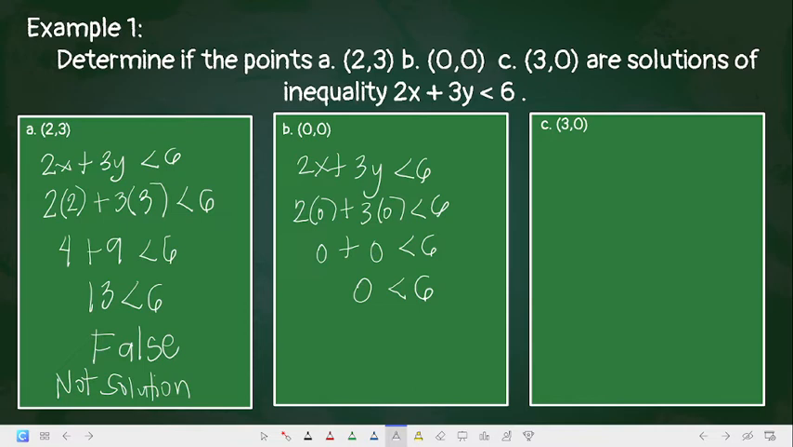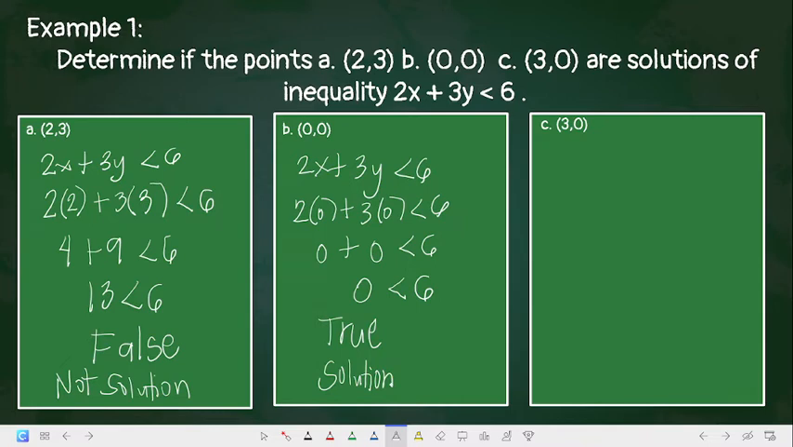Okay, this is true. So, mas mababa ang 0 sa 6 kasi nakaharap yung mouth ng alligator natin sa 6. So, this is true. And ito yung tinatawag natin ngayon na solution.